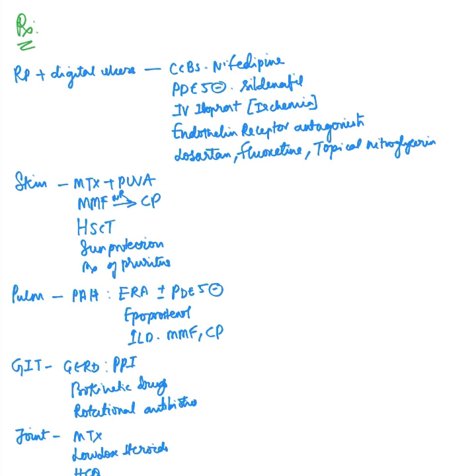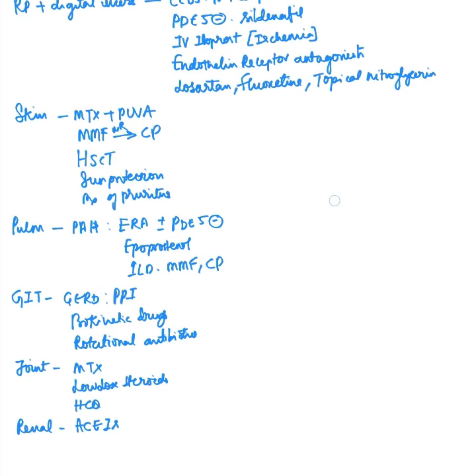Hematopoietic stem cell transplantation can be done in severe, rapidly progressive cases with organ dysfunction. And obviously we need to put the patient on sun protection and manage the pruritus with emollients and antihistamines. And then for pulmonary arterial hypertension, endothelin receptor antagonists with or without PDE5 inhibitors, because they are vasodilators. Then epoprostenol, and if interstitial lung disease is present, then mycophenolate mofetil and cyclophosphamide are to be given.